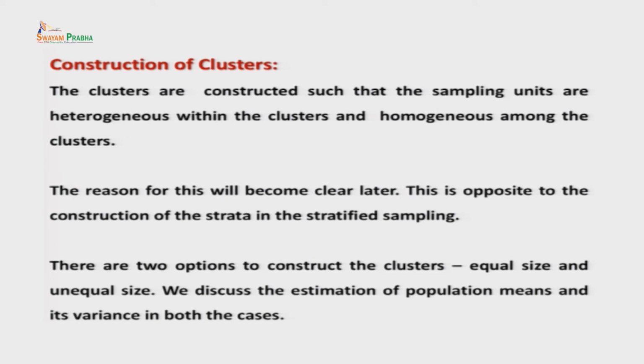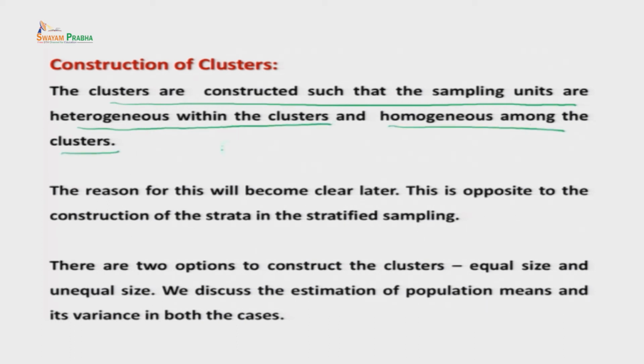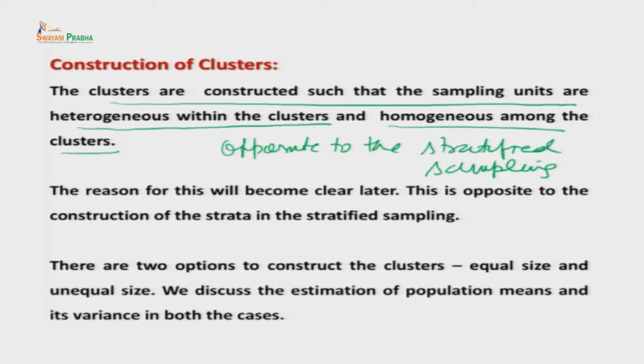These clusters are constructed such that the sampling units are heterogeneous within the clusters and homogeneous among the clusters. If you try to see, this is just opposite to the stratified sampling, right? The clusters are constructed such that the sampling units are within heterogeneous and between homogeneous. So that's what I am writing here, that this is just opposite to the construction of the strata in the stratified sampling.